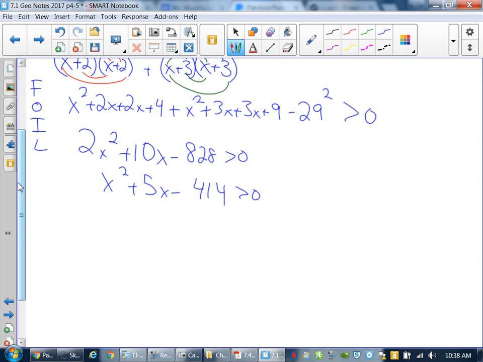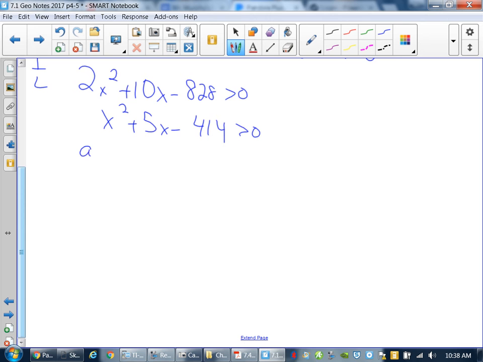Now at this point here, I'm just going to write it out. A is 1, B is 5, C is negative 414. Also, by rewriting that down, it reinforces where things are going to go within the quadratic formula.